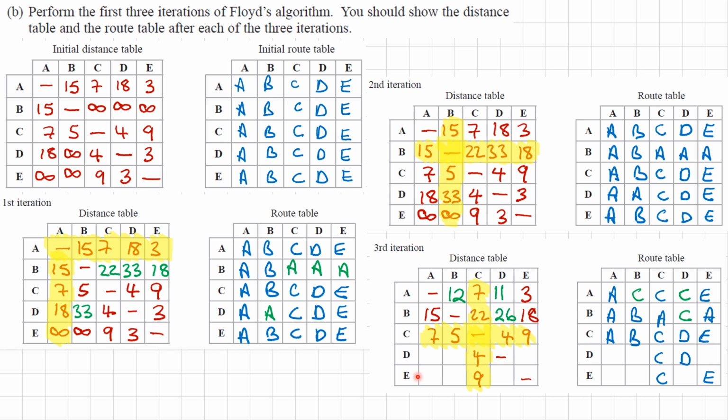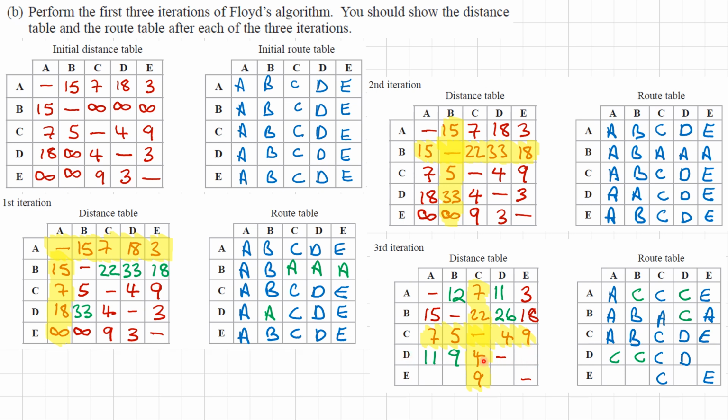Then we move down here, 7 plus 4 is 11, less than 18, so we have a change to the value and a change to the letter to a C. 5 plus 4 is 9, less than 33, so we've got a change to the value and a change to the letter.